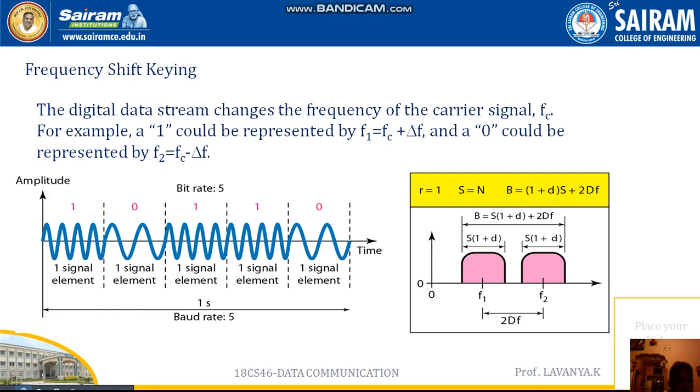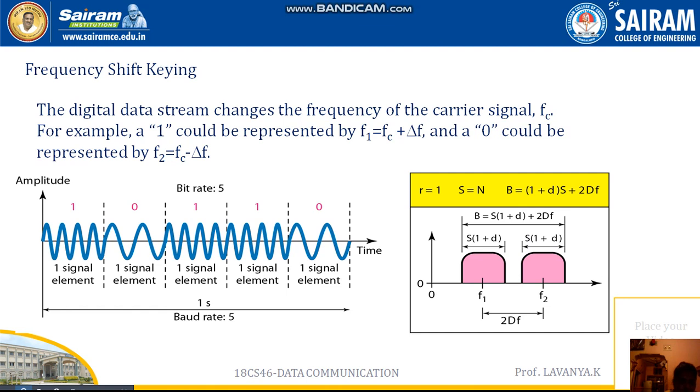Our bandwidth is centered at F1, and the middle of the other bandwidth is F2. The spacing for both F1 and F2 is delta f. I am considering both F1 and F2 together as 2 delta f. See, this is one bandwidth, and this is the other bandwidth, so it may be 2 delta f of the frequency.